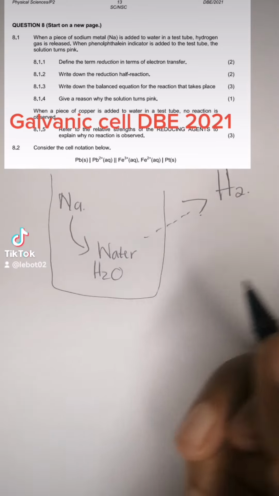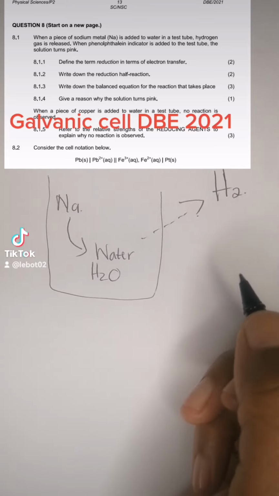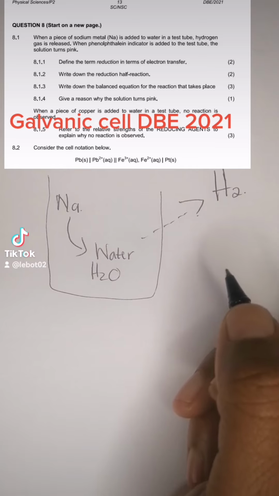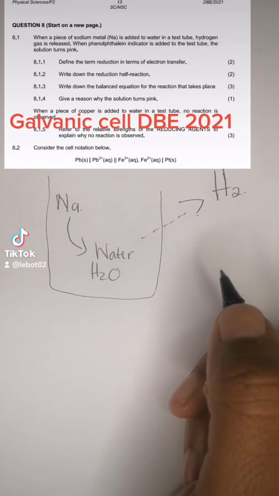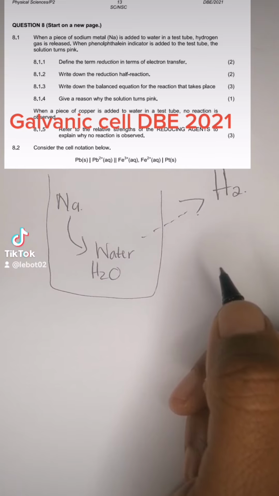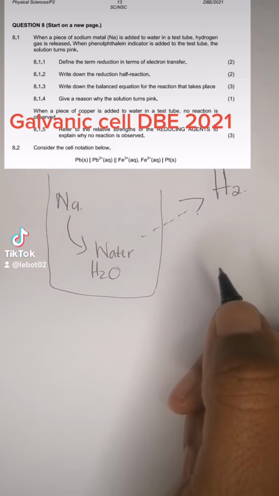Hi guys, so I want to help you with 2021 question 8 for the galvanic cell, DBE 2021 question 8. So it says when a piece of sodium metal is added to water in a test tube, hydrogen gas is released. Then it says when the phenolphthalein indicator is added to the test tube, the solution turns pink.